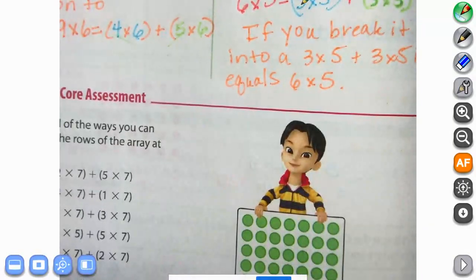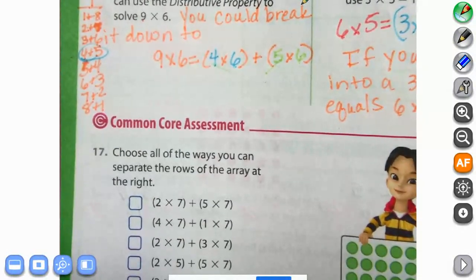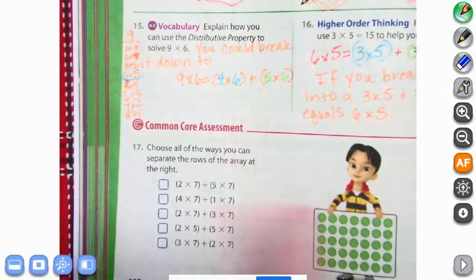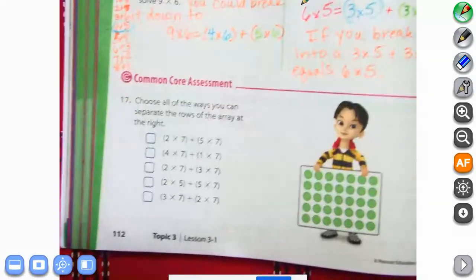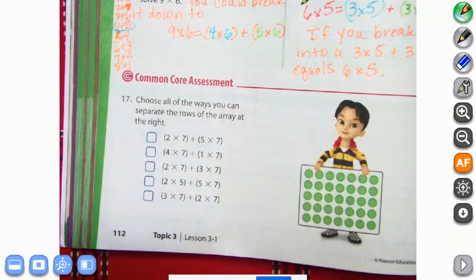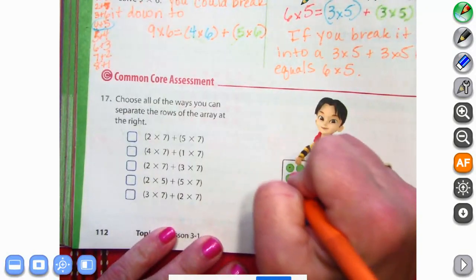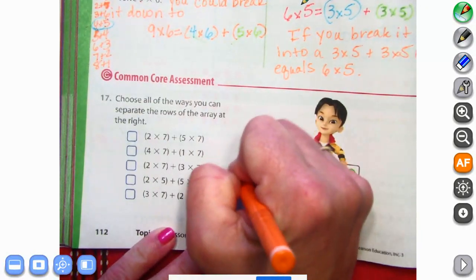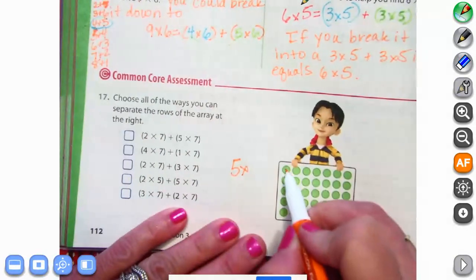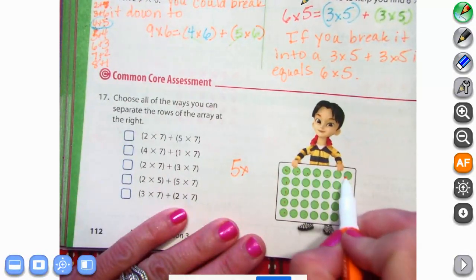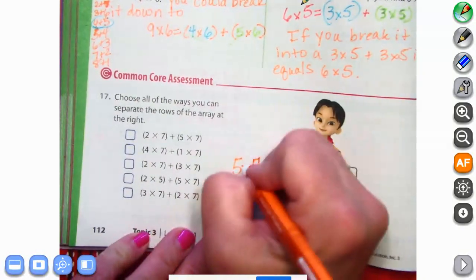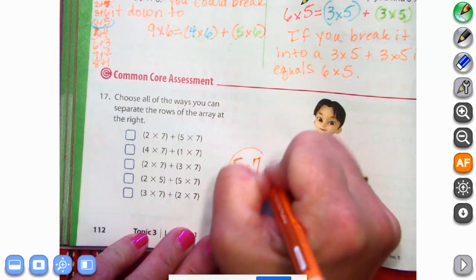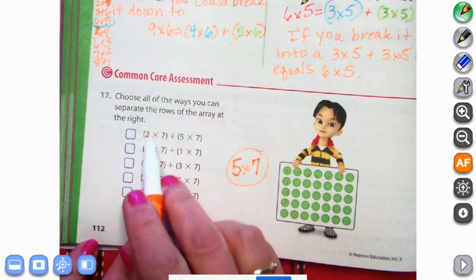And we're going to go to number 17 at the bottom. It says, choose all of the ways you can separate the rows of the array at the right. So first of all, before we start, let's find out how many we have right now. We have 1, 2, 3, 4, 5 groups of 1, 2, 3, 4, 5, 6, 7. Okay, so 5 times 7 is what we're working with. Okay, how can we break this up? So let's look.